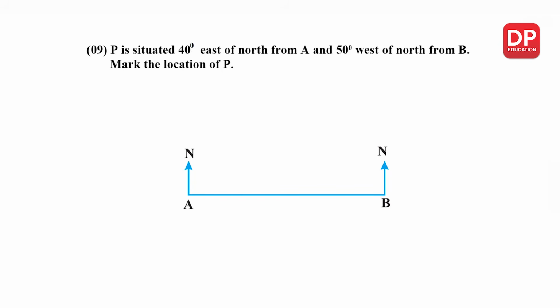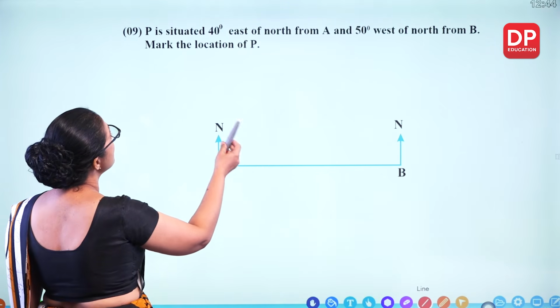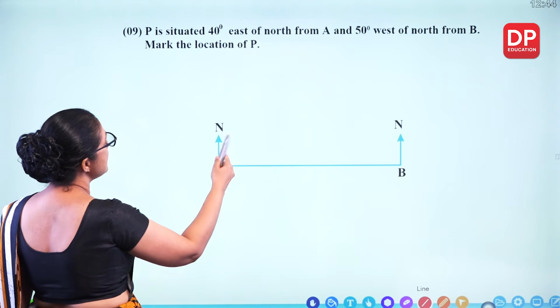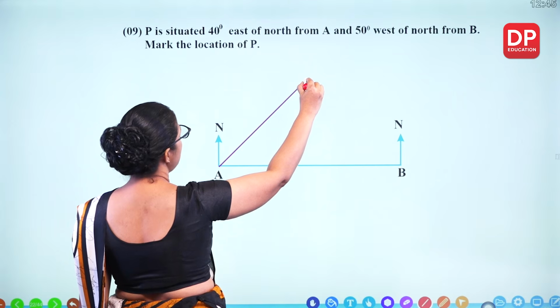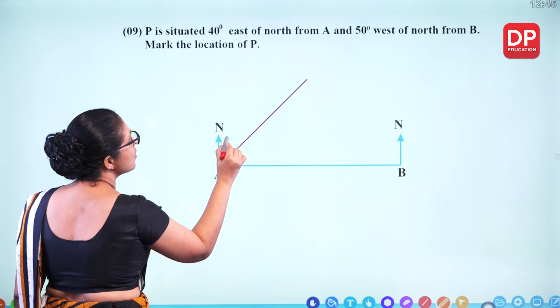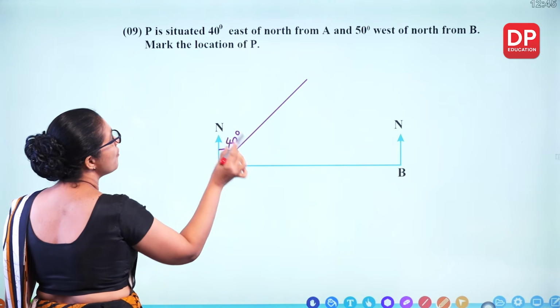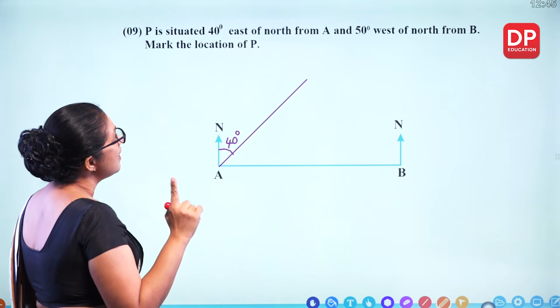Look at this question. P is situated 40 degrees east of north from A and 50 degrees west of north from B. Mark the location of P. So we need to draw 40 degrees from north towards the east side. So if you take this side, this angle is 40 degrees from north towards the east side.